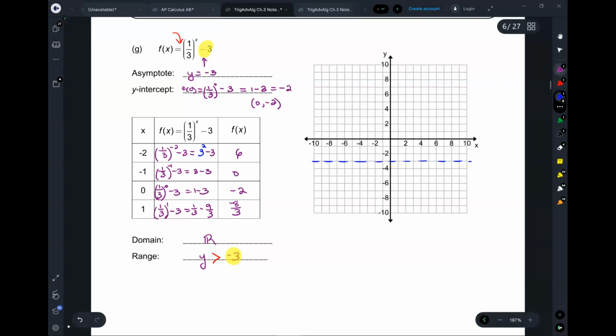And let's put our points. At negative 2, y is 6. Negative 1, y is 0. 0, y is negative 2. 1, negative 8 over 3 is negative 2 and 2/3. So right over there. And when I graph, there. Okay?